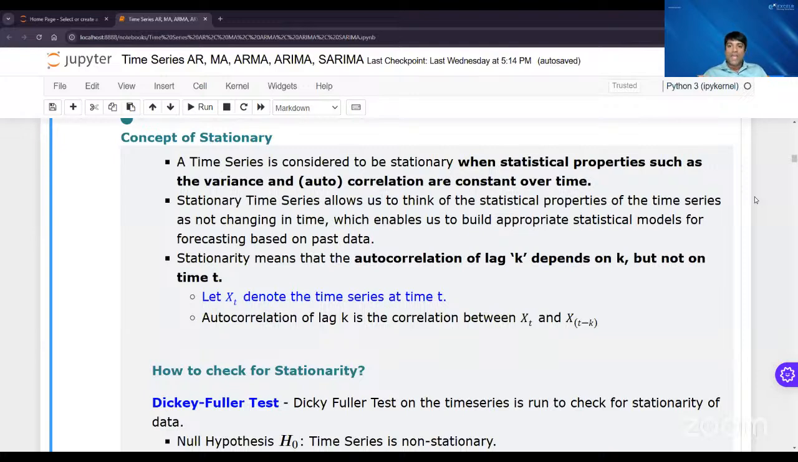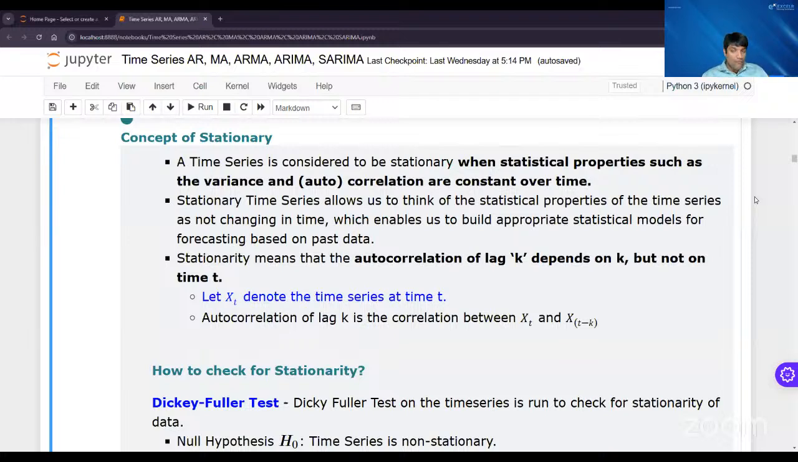Now, if we have to say that the particular data is stationary, when you plot it on the graph, you can see that the mean, variance, and the autocorrelation have to be constant. Here I had not mentioned mean, but mean also exists. So it is mean, variance, and autocorrelation. These three things should be constant over a period of time. That is when we call the data stationary.